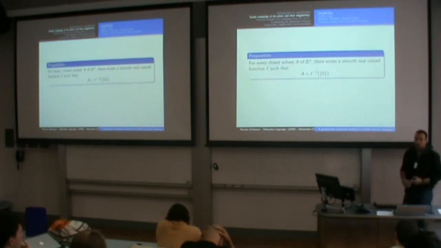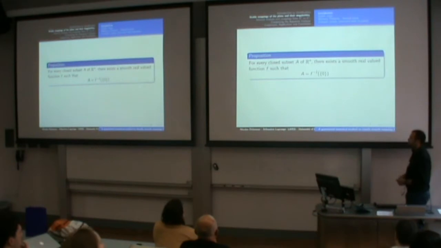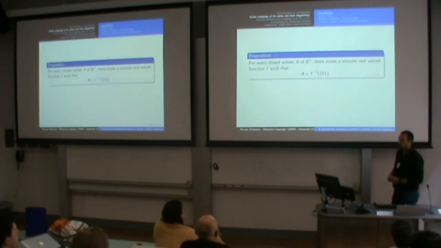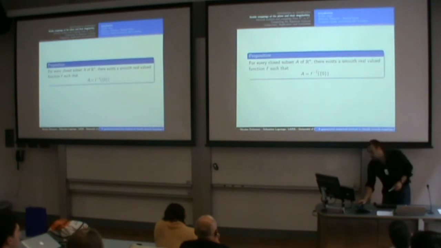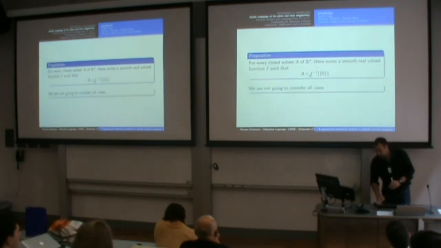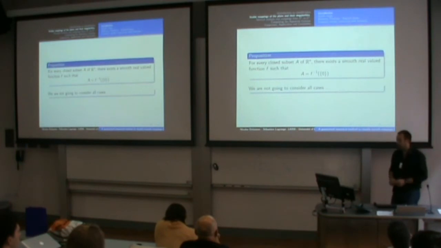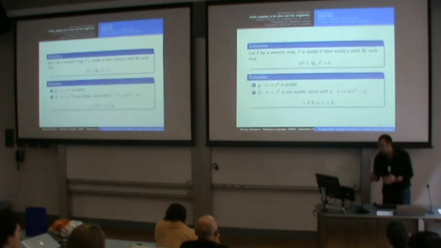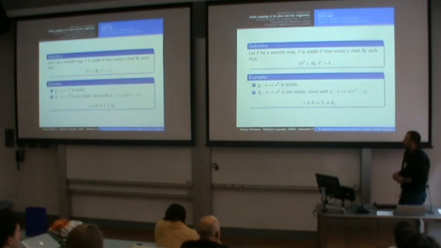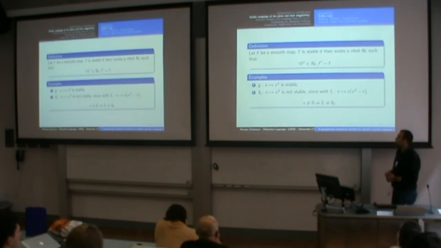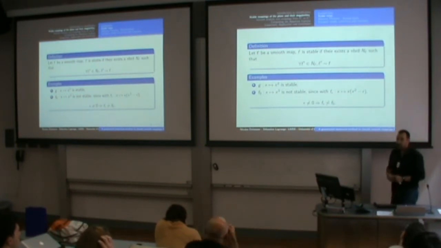So there exists a horrible theorem. This theorem is valid. It tells you that each time you have a closed subset of Rn, there exists a smooth function such that this relation is true. The thing is that we are not going to consider all cases. We are just going to consider a subset of smooth maps. We are going to consider smooth maps that are stable. It's a big theory coming from singularity theory developed by René Thom and John Mather.